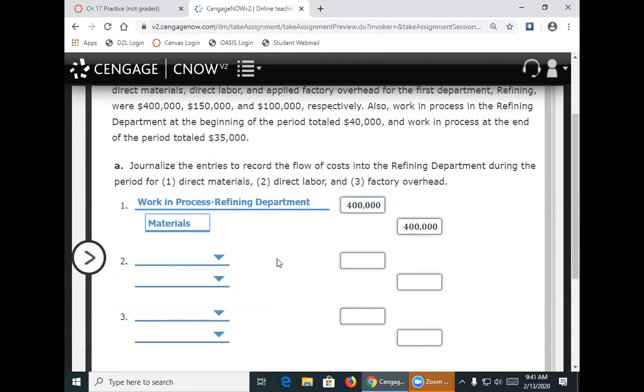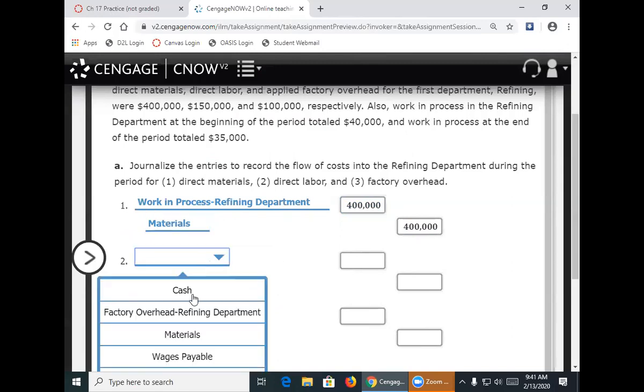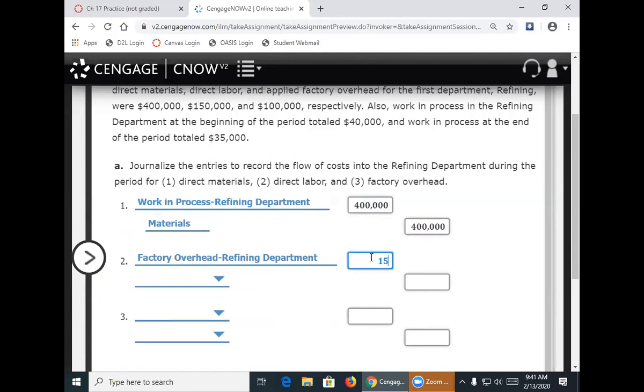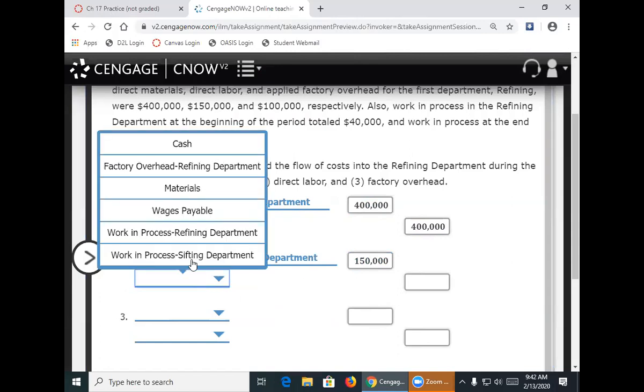So again, the only difference is classifying which work in process. The second one is for labor. So again, still debiting work in process refining. And what do I credit there? Wages payable. Perfect.